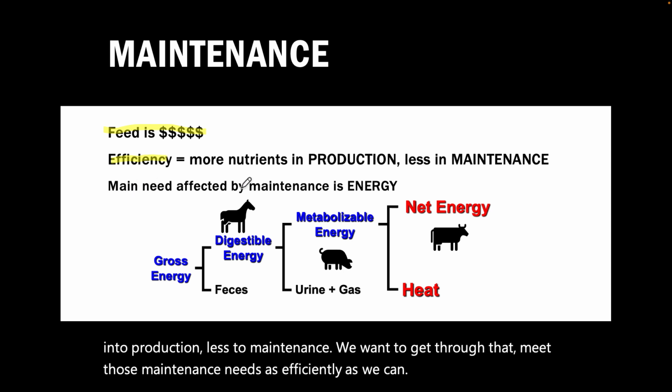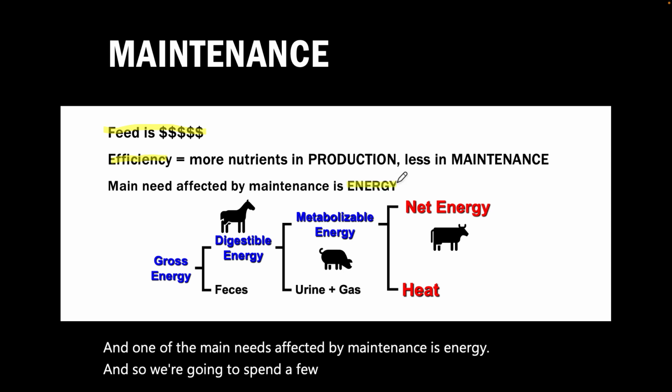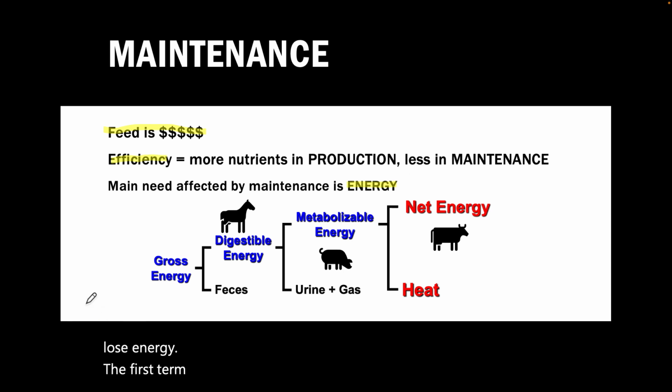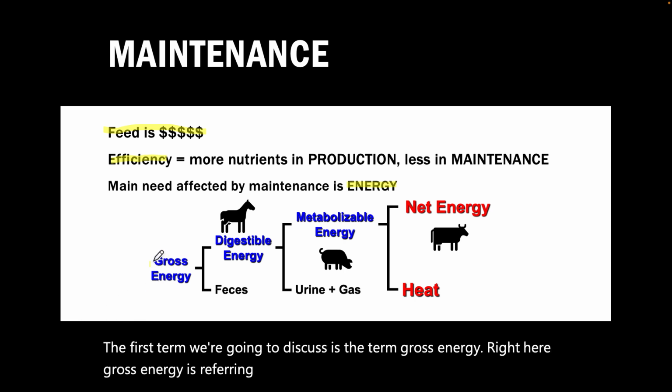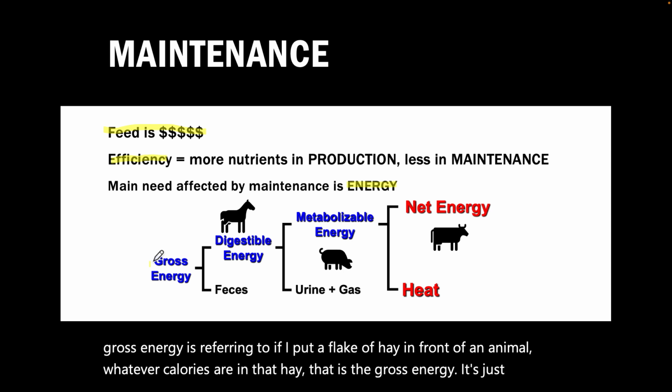And one of the main needs affected by maintenance is energy. And so we're going to spend a few minutes and talk about how animals lose energy. The first term we're going to discuss is the term gross energy. Gross energy is referring to if I put a flake of hay in front of an animal, whatever calories are in that hay, that is the gross energy. It's just calories available to the animal.